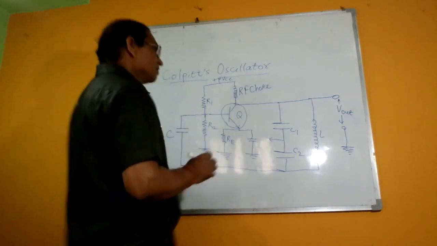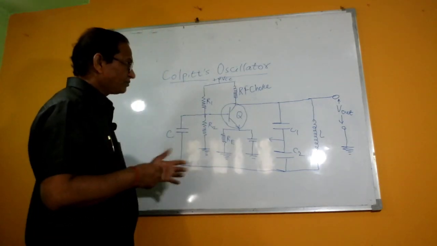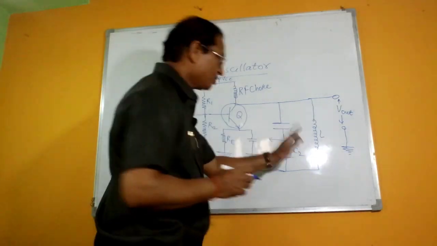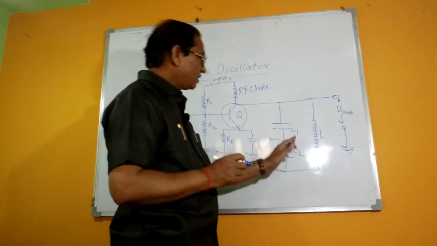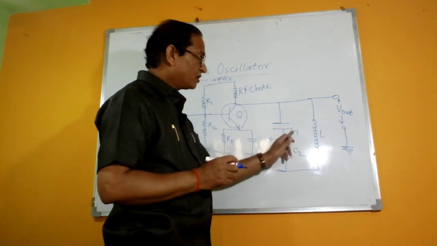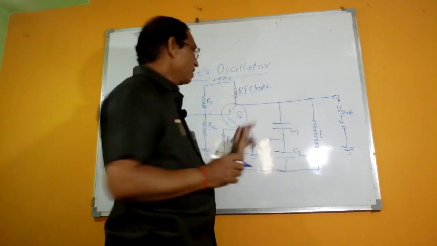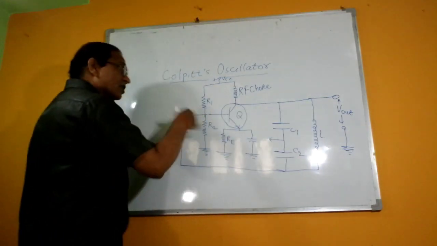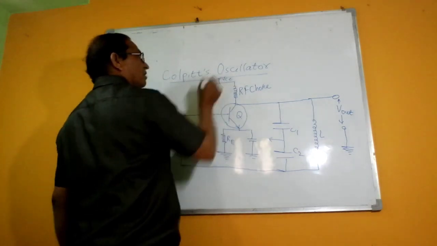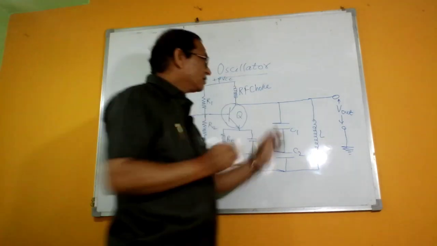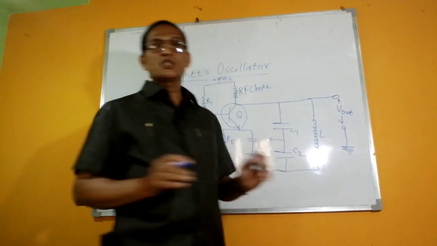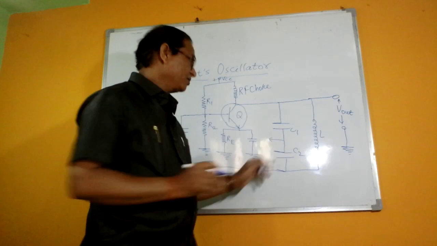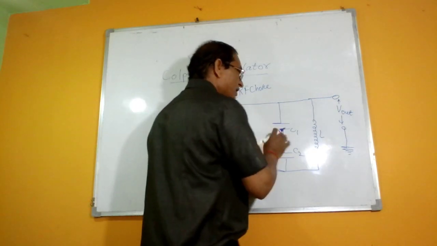Okay. Now the circuit operation we will see. So the frequency of this one is to be determined with the help of the values of C1, C2 and L, which is dependent on the values of L and C1, C2. As the circuit is to be turned on by applying the VCC, the capacitors C1 and C2 will get charged.